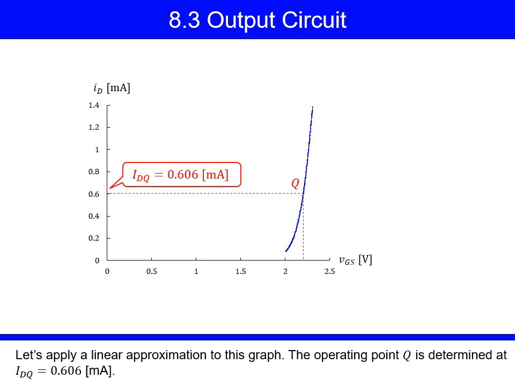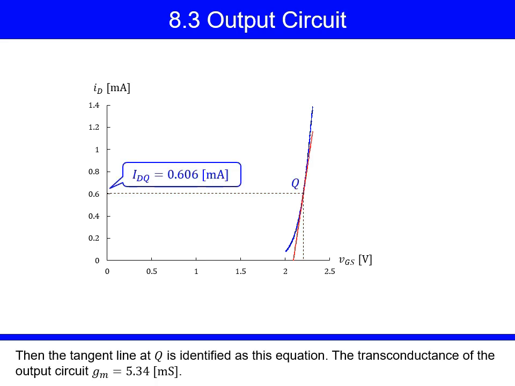Let's apply a linear approximation to this graph. The operating point Q is determined at IDQ equals 0.606 milliamps. Then the tangent line at Q is identified as this equation. The transconductance of the output circuit Gm is equal to 5.34 millisiemens.